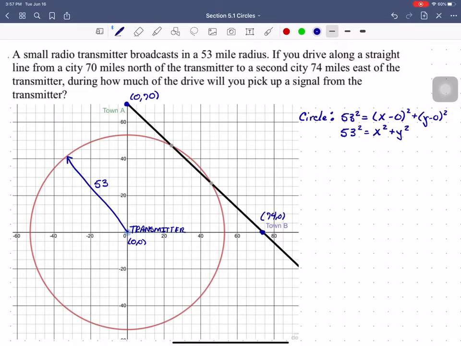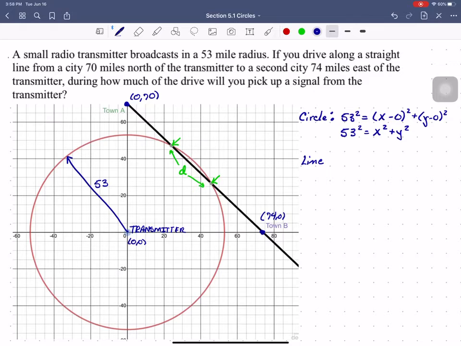Now I need the equation of that line. Because in order to answer this question, what I really need are the coordinates of these 2 points where the line intersects the circle. And then I need the distance in between them. That distance is the actual answer to my question. But we're going to start with the equation of the line.